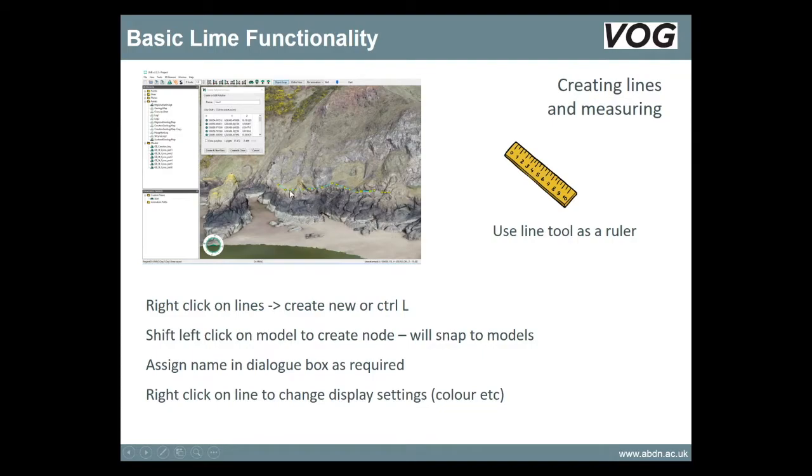and it will tell me the straight line distance of that line, and it will also tell me the vertical distance, which is really useful if you've got kind of sloping cliffs, but you want to know how thick something is. So at the moment, the line tool is also the ruler. It will in the future have a proper ruler, but at the moment we just use that.